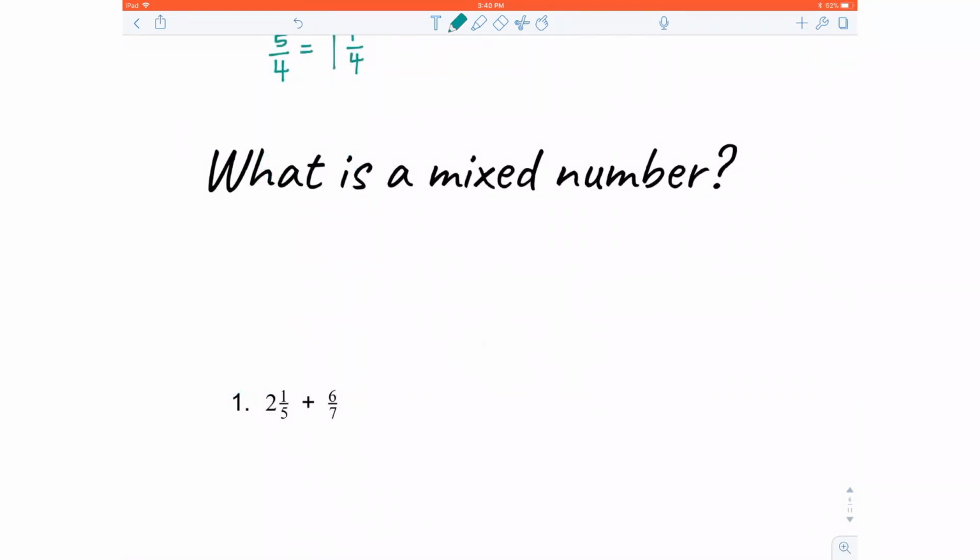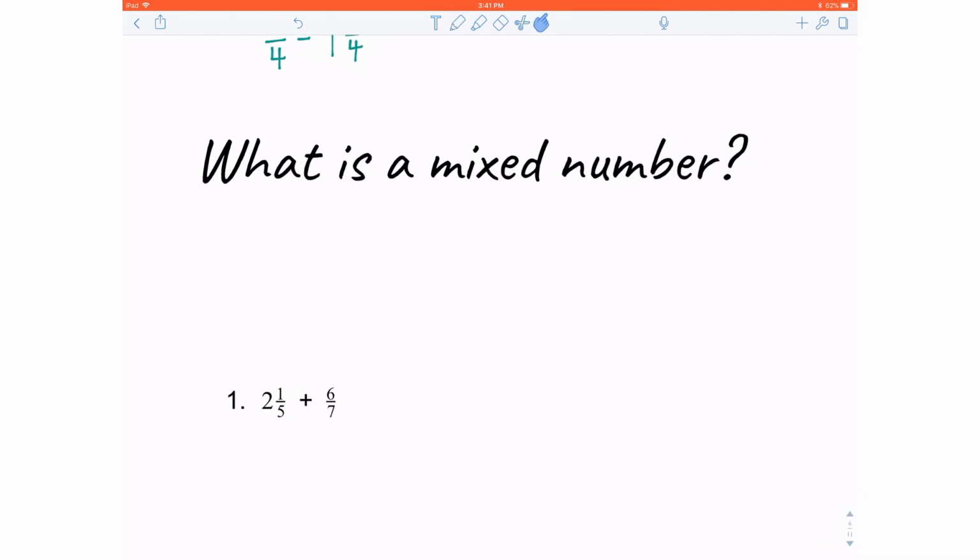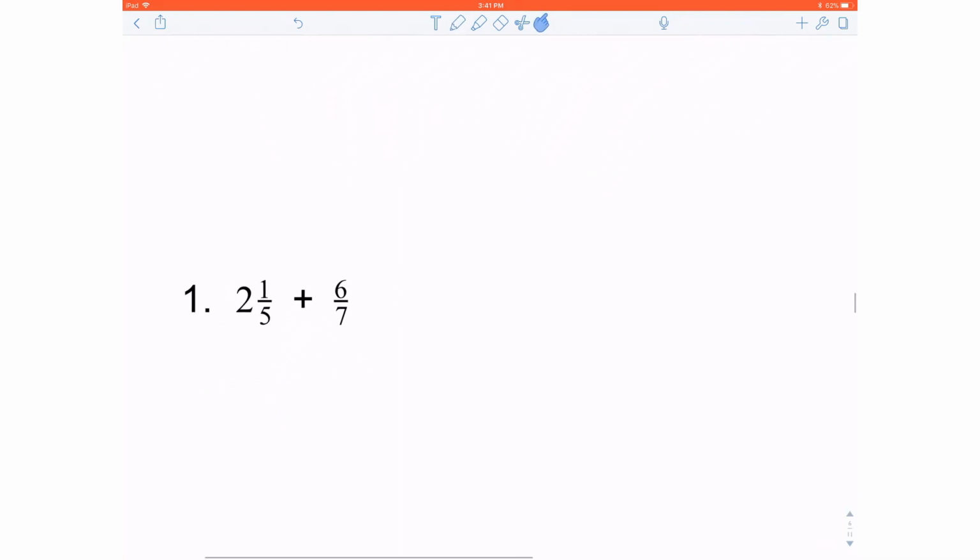Okay? Now we can take a look at how to add mixed numbers. So mixed numbers have, like I told you before, a whole number and a fraction with it. So it has a whole and a part of another whole. And let me zoom in here. When we're going to add them, it's almost like we have to take an inventory and separate the whole numbers from the fractions themselves. So here we have 2 1/5. I like to line them up this way, just so it's easy.